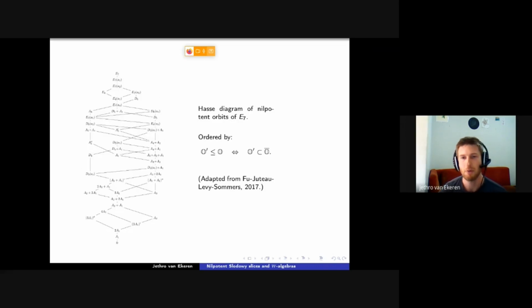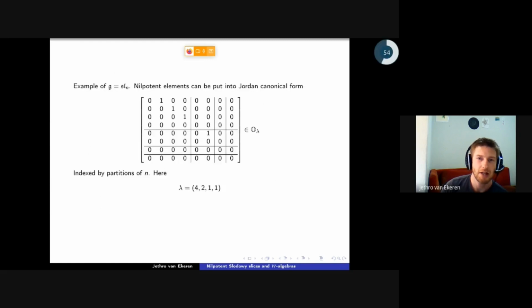A similar pattern, but more complicated, holds in other types. So I thought it'd be fun to draw here the set of nilpotent orbits for E7. And so here you can see we have some complicated set of inclusions. So these lines correspond to this ordering defined by saying that O prime is less than or equal to O if O prime is included in the closure of O. So it's this orbit closure order. And in fact, for SL_N, this order on the set of nilpotent orbits corresponds to the dominance order for partitions.